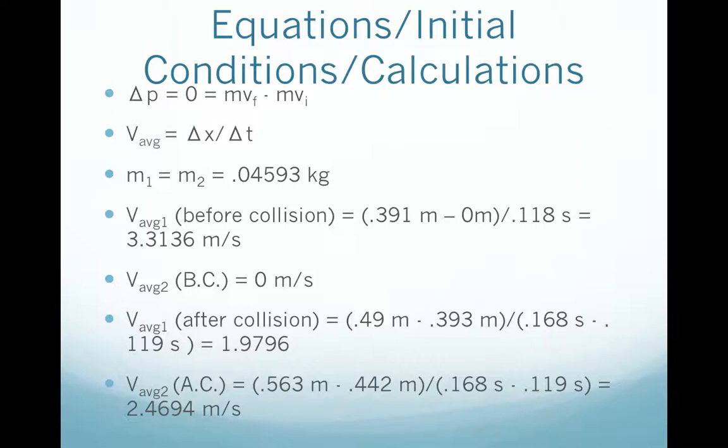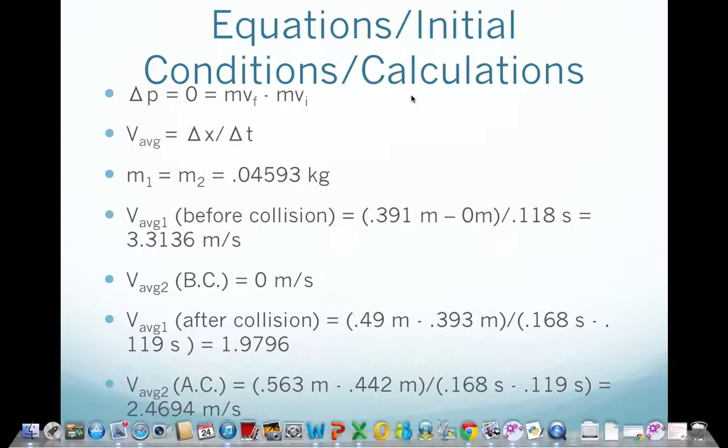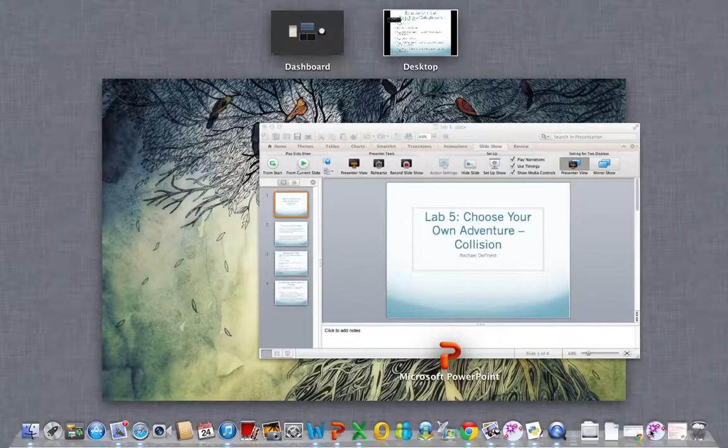So for this lab, I decided to use the average velocity of the ball before the collision. The way that I did it, it was rolling down a slope. So that's why I'm using average velocities here. And let's see, here we can watch.